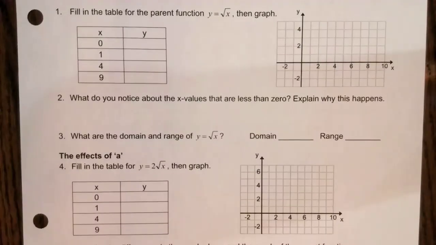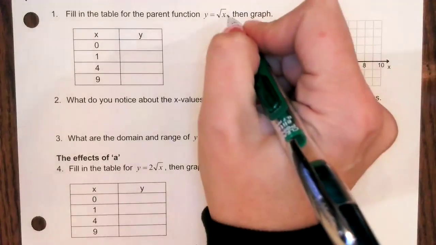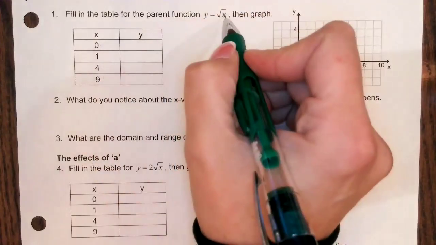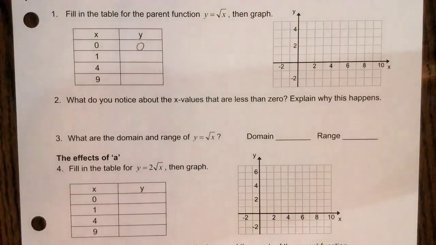Today we're going to go over transformations of square root functions. And so to start that, let's review the parent function that we learned in the first unit, which is the square root of x. If we take the square root of 0, so I plug in my 0 here, the square root of 0 is 0. We focus on the perfect squares so that we don't have decimal approximations to graph.